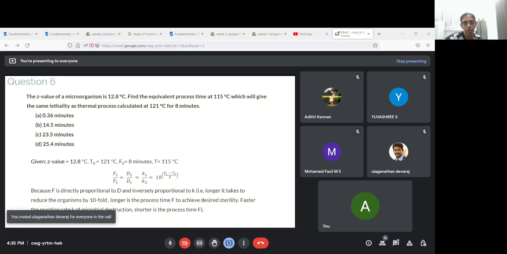So the longer the time. But the other way around, if your reaction rate, that is your microbial death kinetic rate, is extremely high, then it means that your process will be over in a much shorter time. So your F will be inversely proportional to K. Is this clear?